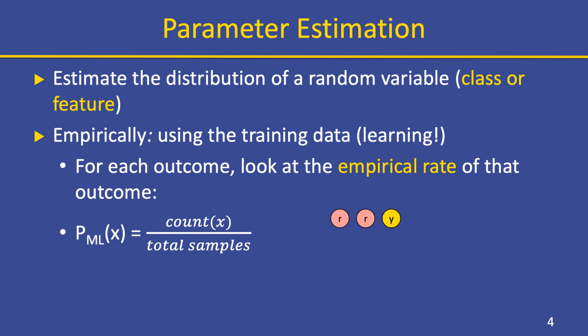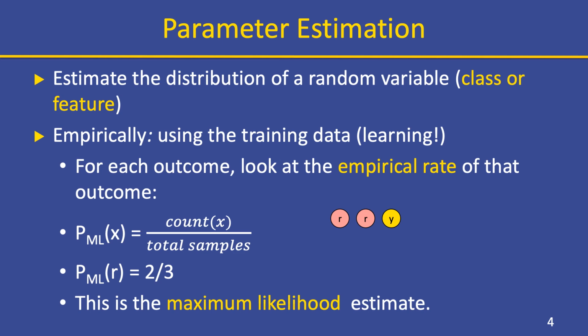So let's say we have 3 examples, 2 red ones and 1 yellow one. To calculate the maximum likelihood probability of red, we count 2 red examples, that's our count, and we divide by the total number of examples we have. So it's 2 over 3. This is the maximum likelihood estimate of red calculated from this sample.